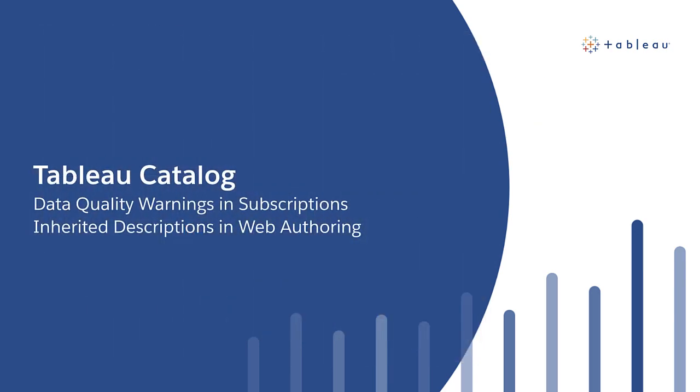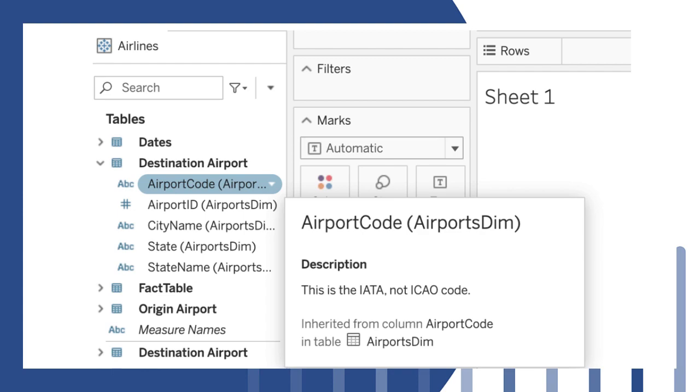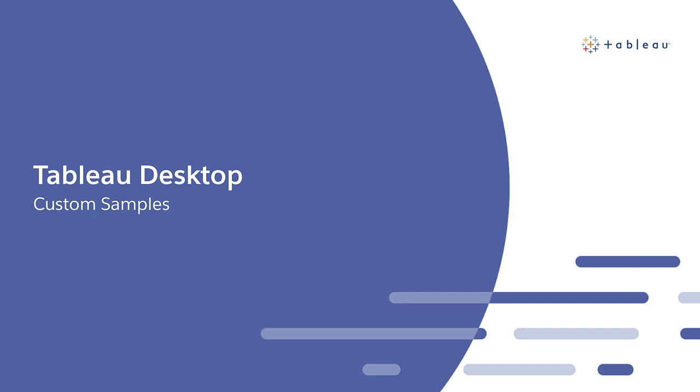With Tableau Catalog, you can now see inherited descriptions right within your web authoring flow. If a description for a field or column exists upstream from that field or column in a data source or a workbook, you will be able to see information about where the description is inherited from. Let's jump over to Tableau Desktop.